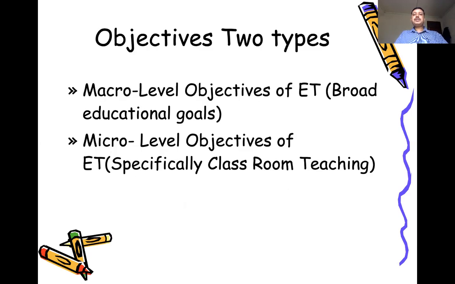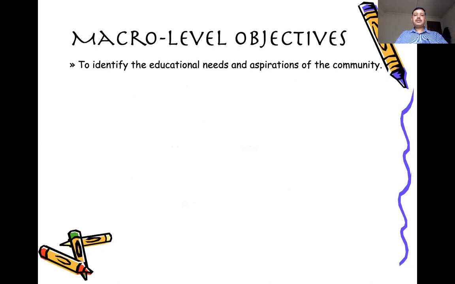And objectives are of two types: micro level objectives and macro level objectives of the education technology. So macro level objectives are broad education goals. Micro level objectives are specifically classroom teaching and educational goals.